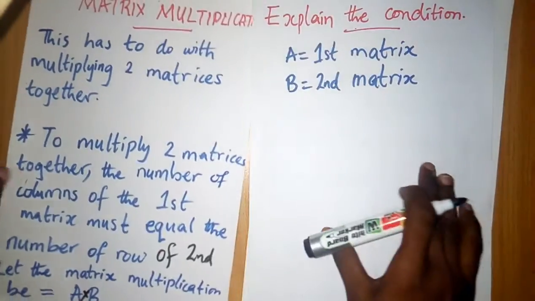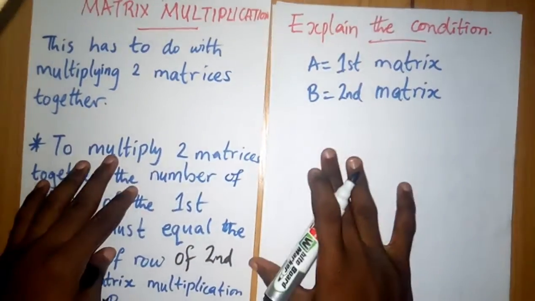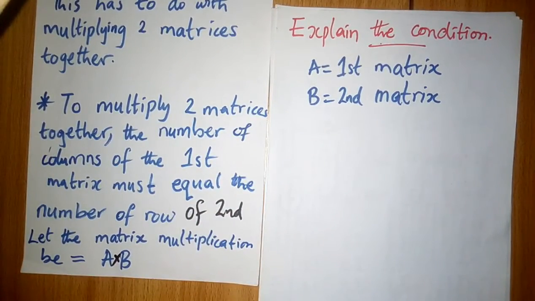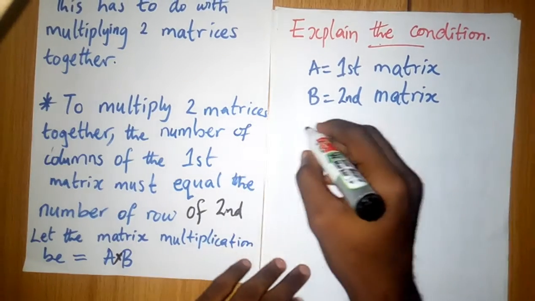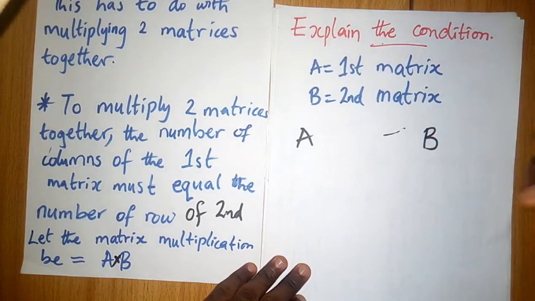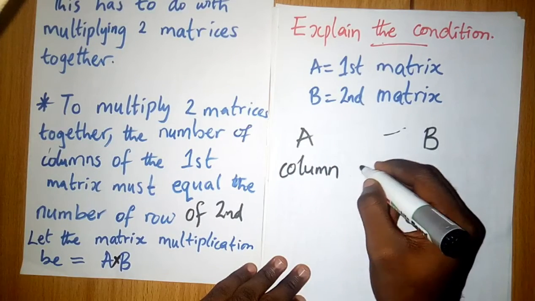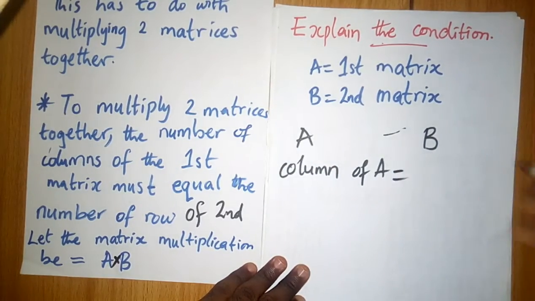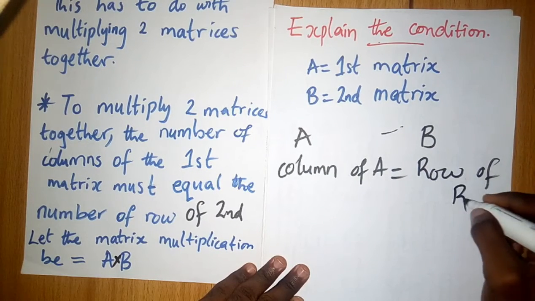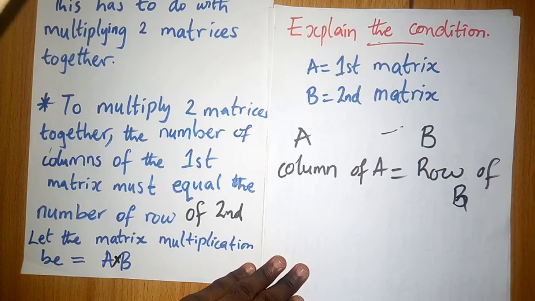If we're having matrix multiplication to be A times B, then we'll have to explain the condition for matrix multiplication to take place. If A is the first matrix and B is the second matrix, the columns of A must, and always must, equal the rows of B. Until this condition is met, you can't multiply two matrices together.